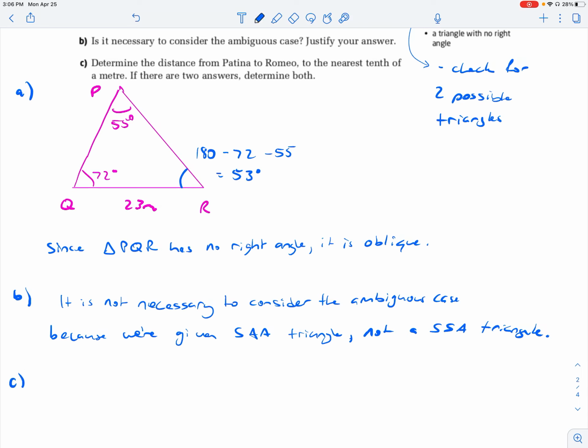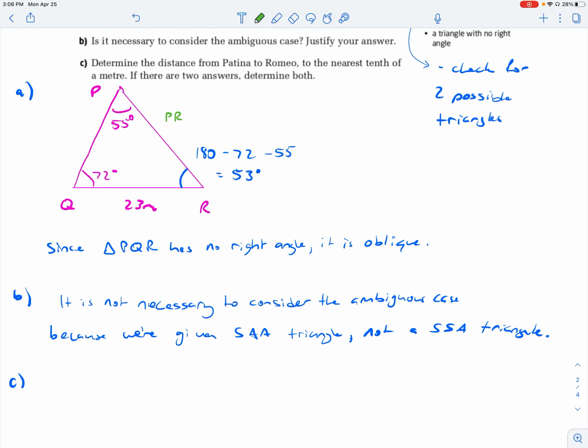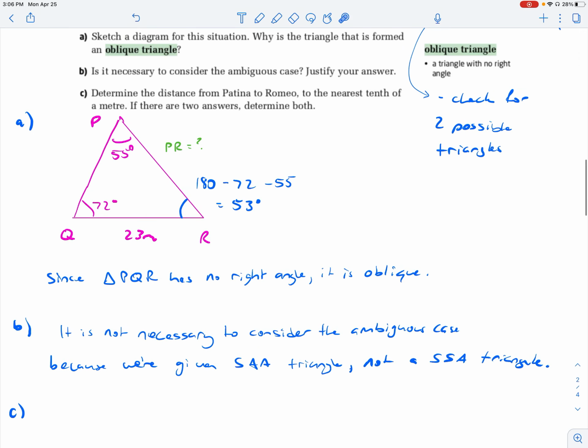Okay, let's go to part C. Now we're asked to solve for something. It says determine the distance from Patina to Romeo. So that's this here. And in green, I'm going to write PR equals question mark. That's what we're looking for, to the nearest tenth of a meter. And then it says if there are two answers, determine both. Well, there's only one answer because there's no ambiguous case. There's only one possible triangle, so there's only one possible length to solve for.